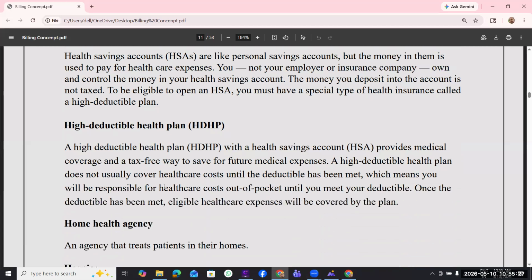High deductible health plan, HDHP. A high deductible health plan with a health savings account, HSA, provides medical coverage and a tax-free way to save for your future medical expenses. A high deductible health plan does not usually cover health care costs until the deductible has been met, which means you will be responsible for health care costs out of pocket until you meet your deductible. Once the deductible has been met, eligible health care expenses will be covered by the plan.